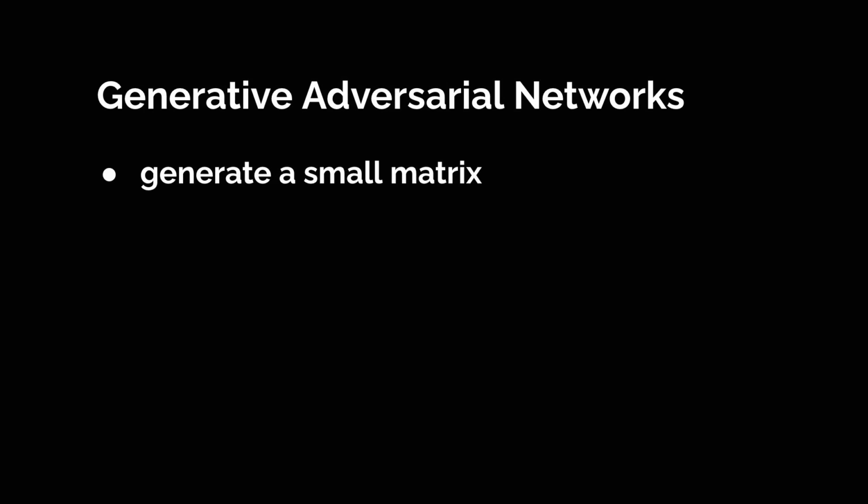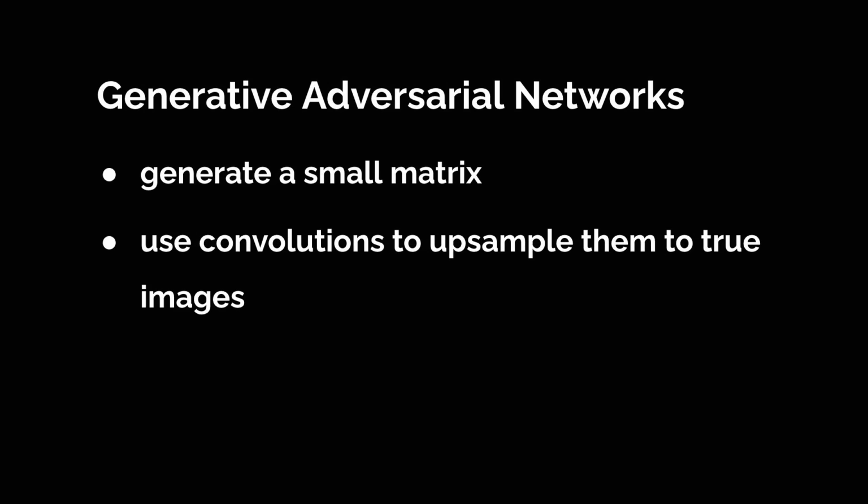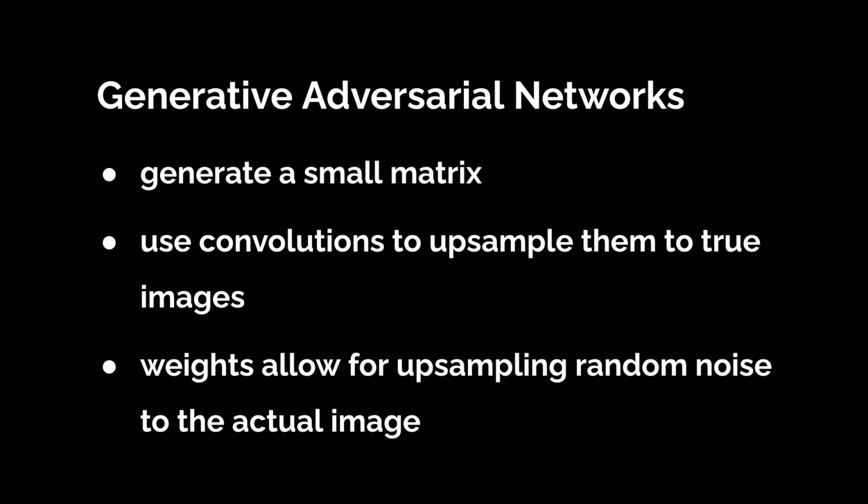Now, generative adversarial networks, which we're building a generator, generate a small matrix, and they do this by using a convolution to upsample that matrix then to the true image. So that is how it can create a new image. It first generates the matrix, and then it uses that to upsample that matrix or that smaller representation back into the original image size. But of course now it's going to be the generator's fake image instead of the real image. And inside of the network, weights will allow for upsampling random noise to the actual image.